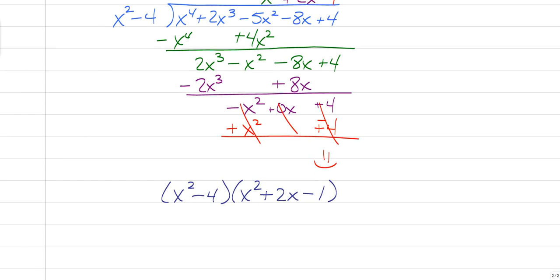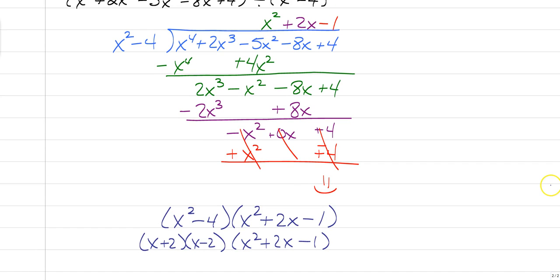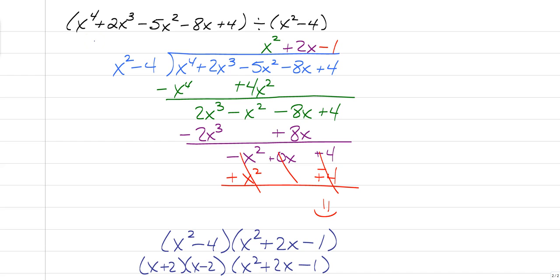But just a little mini extension. That's the difference of two squares. So you have x plus 2 times x minus 2. And this guy right here, what multiplies to a negative 1 and adds to a positive 2? Well, nothing. So we just have x squared plus 2x minus 1. So as you can see, that would be your final answer if we were going to factor that entire thing right there. That's one of the reasons why you use long division. It's actually a form of factoring.